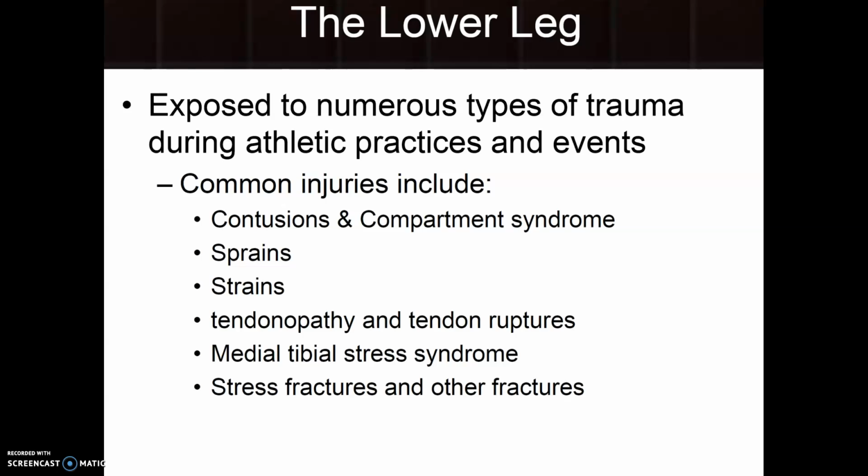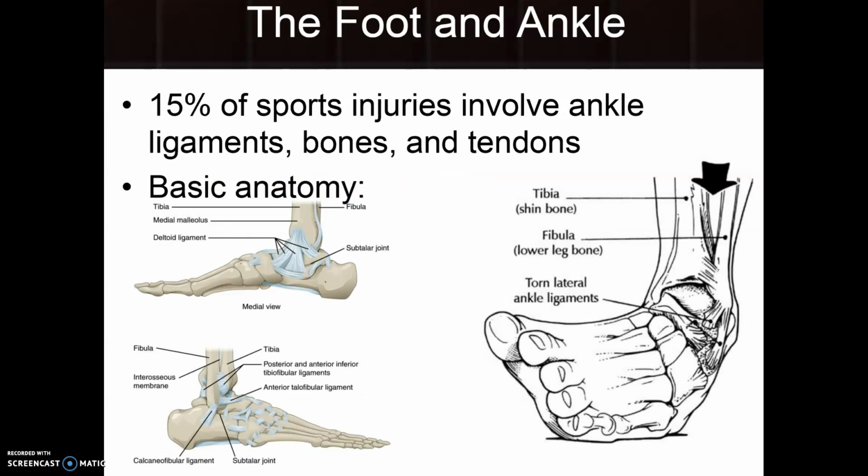Sprains, which deal with ligaments, bone attached to other bones; strains, which involve muscles, tendons, and the musculotendinous junction; tendinopathy, the new term we use instead of tendinitis, which could lead to tendon ruptures; medial tibial stress syndrome, as we mentioned in the objectives; and stress fractures and other fracture types. So the textbook does go through a really nice supply of the bony anatomy.